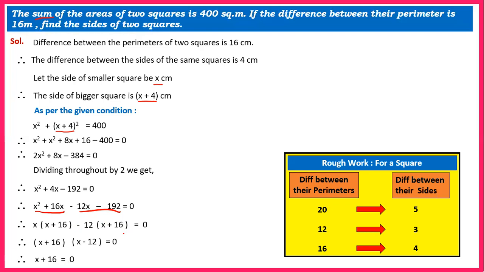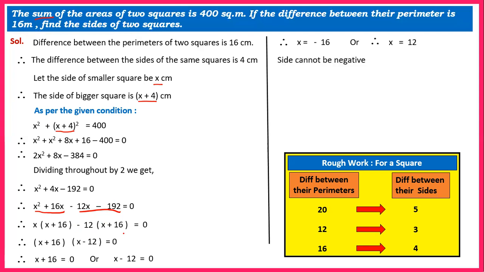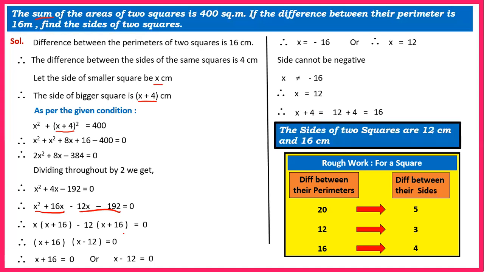Then either x plus 16 is 0 or x minus 12 is 0. Solving it ahead, x would be minus 16 or x will be 12. Now, since the side of a square cannot be negative, x cannot be minus 16, x will be 12. Now, since x is 12, the side of the smaller square will be 12. The side of the bigger square is x plus 4, that will be 12 plus 4, that is 16. Then we can write a beautiful statement. The sides of the smaller square is 12 centimeter and the bigger square is 16 centimeter. And that's how the sum ends. So it's a very beautiful sum, students.